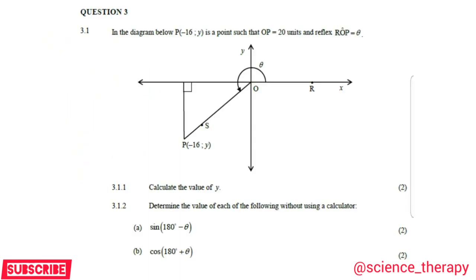Okay, so we have another question here. It says in the diagram below, P having the coordinates (-16; y) is a point such that OP is 20 units. So we are given here OP is 20 units, so let's fill it in. Our OP is 20 units, and then the reflex ROP, the reflex is theta as indicated there.